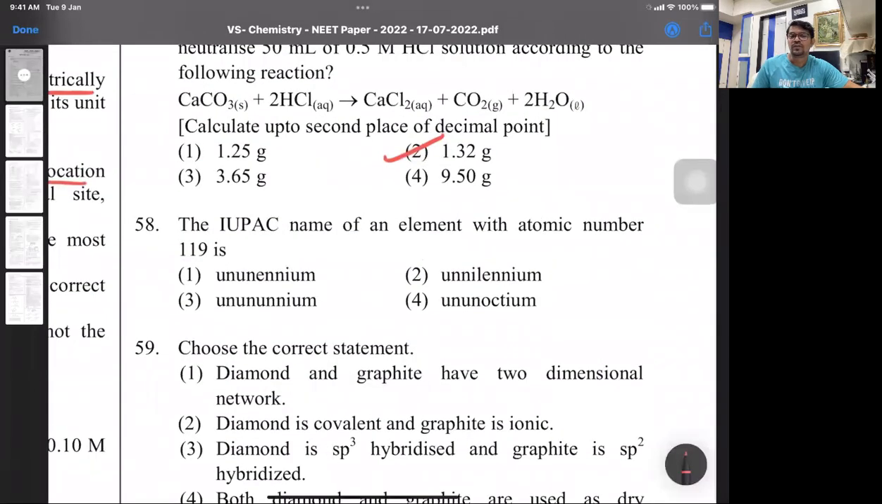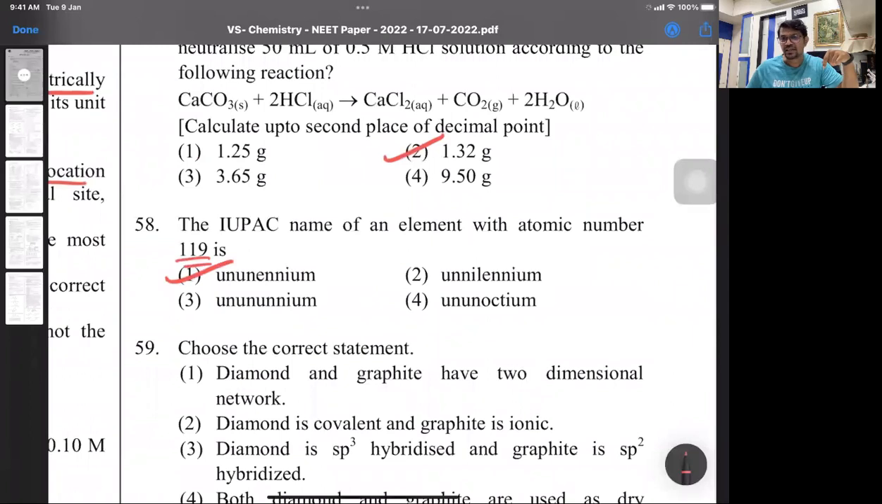The IUPAC name of the element with atomic number 119 is going to be ununennium. Un is for 1. Is that clear? Again, un is for 1. And for 9, we write the word enn, E-double-N. And at the end, you add ium.